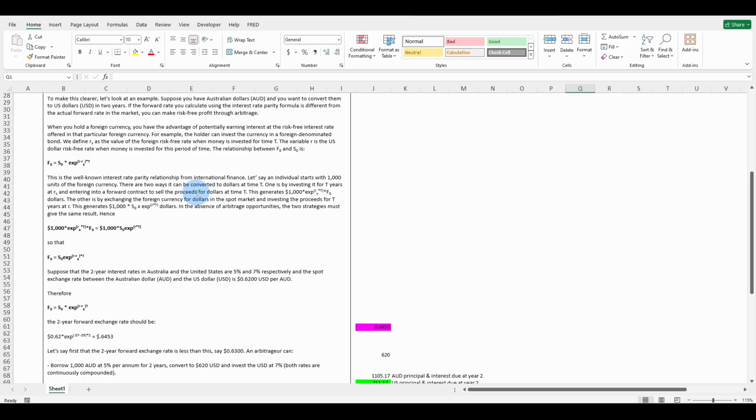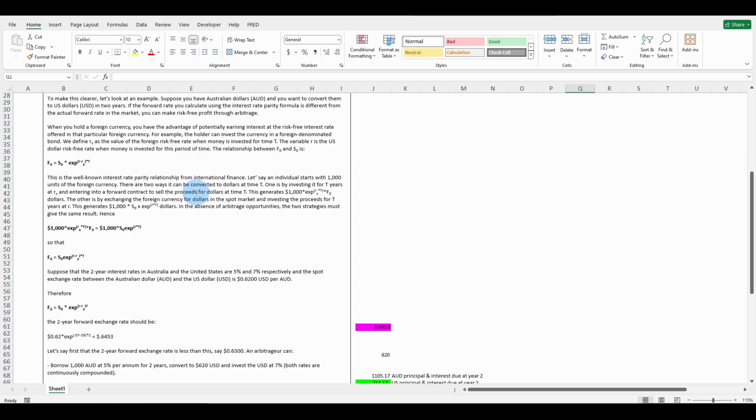Let's say an individual starts with 1,000 units of the foreign currency. There are two ways it can be converted to dollars at time T. One, by investing it for T years at R_f and entering into a forward contract to sell the proceeds for dollars at time T. This generates 1,000 times exp(R_f times T) times F_0 dollars. The other is by exchanging the foreign currency for dollars in the spot market and investing the proceeds for T years at R. This generates 1,000 times S_0 times exp(R times T) dollars.